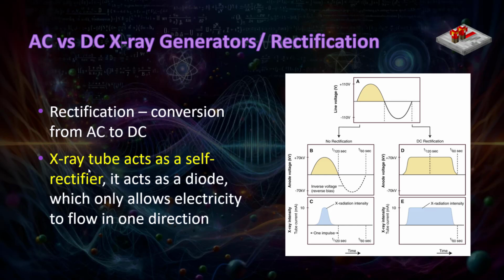One important point is an X-ray tube itself acts as a self-rectifier. Why does it do that? Well, think of the cathode ray tube, which is basically what an X-ray tube is, where you have electrons flowing from the cathode to the anode. The electrons can only flow in one direction. So if you have it set up to an alternating current, when that current is backwards and the anode is actually negative, electrons are not going to flow out of the anode. And so that's what it means by the X-ray tube acting as a self-rectifier. So it acts as a diode, only allowing electricity to flow in one direction.